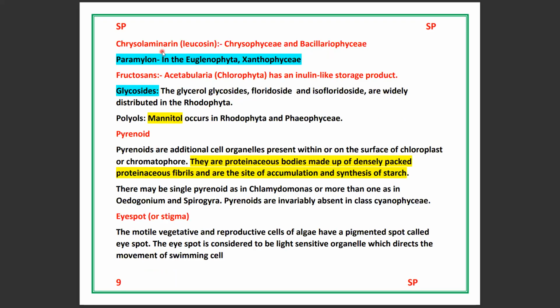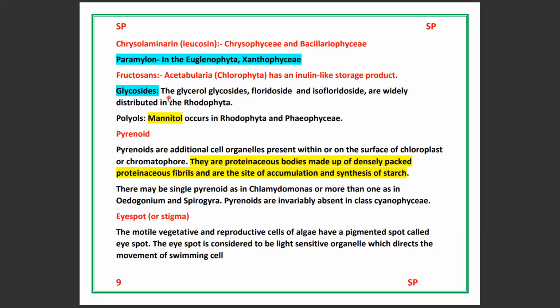The chrysolaminarin is also known as leucosin. This reserved food material is seen in the Chrysophyceae and Bacillariophyceae, or diatoms. Paramylon is the reserved food material in Euglenophyta and Xanthophyta. And fructosans: Acetabularia, a chlorophyte, has an inulin-like storage product, that is fructosans, which is seen in Acetabularia.